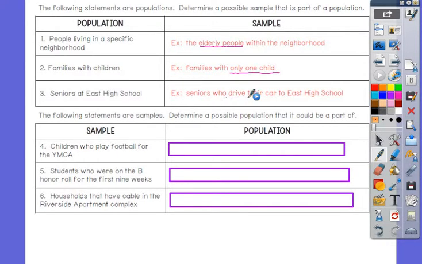Or seniors who drive their car to school. All of those are examples of samples. Is mine the only right example? No, there's tons of them.